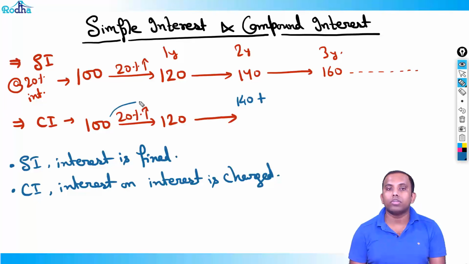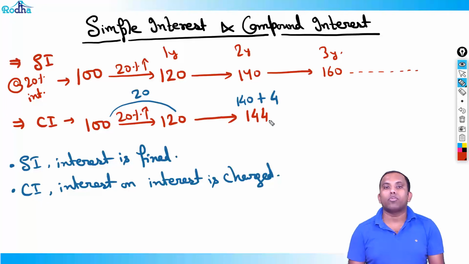So what was the interest of the first year? 20 rupees. Now 20% of 20 is 4 rupees. So 4 rupees is extra charged here. It becomes 144. This is the breakup of 144, right? But you can also do it directly.